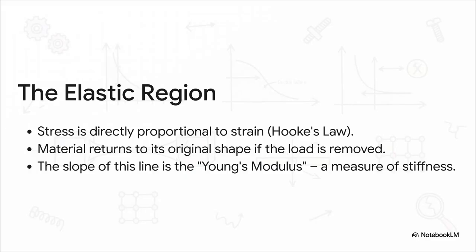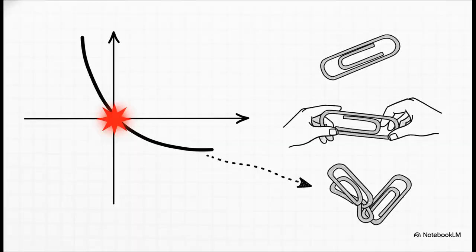So the story always starts in the same place, the elastic region. On the graph, this is just a straight line. Here, stress and strain are perfectly proportional. That's a famous idea called Hooke's law. If you let go of the material, it bounces right back to its original shape, just like a rubber band. And the steepness of that line, that's its Young's modulus, which is just a fancy way of saying how stiff it is.